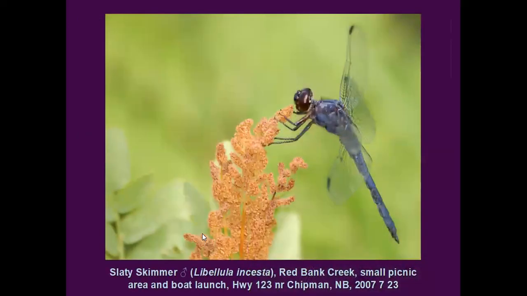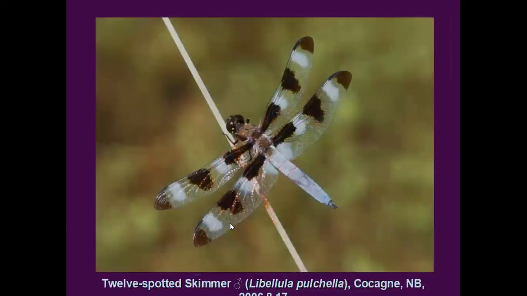slaty skimmer, sort of a slaty blue dragonfly that's becoming more common now in New Brunswick and spreading north. The 12-spotted skimmer up till the mid-90s was really only known from southwestern New Brunswick, but now I understand it's been found in the Miramichi, and I found it in Kouchibouguac in 2012. So it's definitely moving north, and it's another species that can migrate.